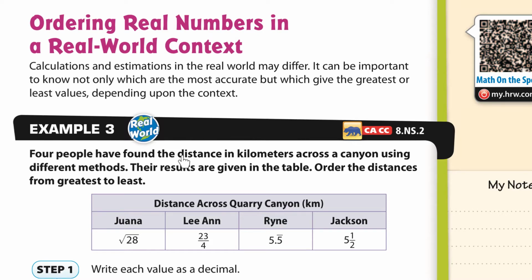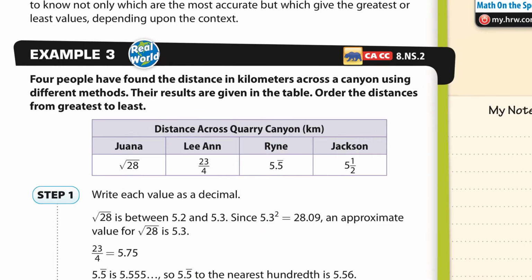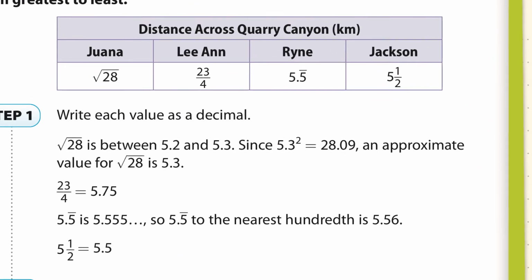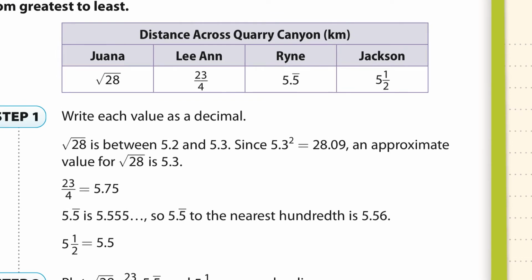Four people have found the distance in kilometers across a canyon using different methods. Their results are given in the table. Order the distances from least to greatest. Well, what we have is the square root of 28. That's in between 5 and 6, and they have 5.2 and 5.3.